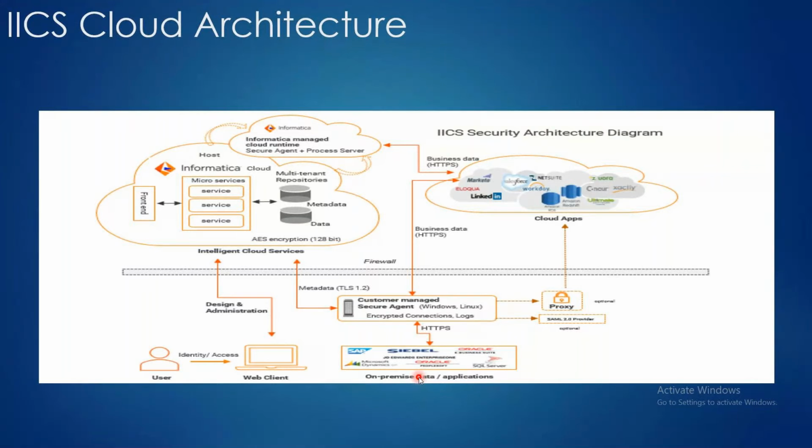So this is how you see there is a dotted line here, and this is a firewall of your organization, and you have your data sitting beside or sitting under your firewall. Have you understood this? Any questions?